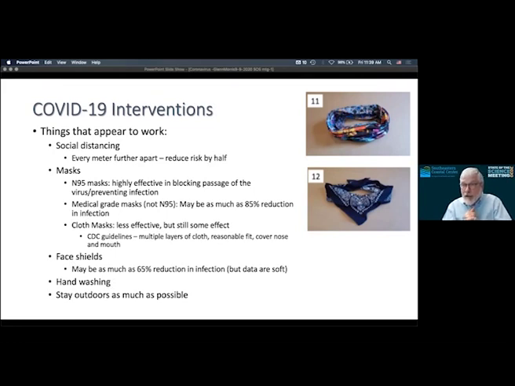Masks work, despite what you may have heard on TV or on the internet. They really do work. The N95 masks, which are worn by medical personnel, are highly effective in blocking passage of the virus. Medical grade masks, which are the types of things surgeons wear, or what we call procedure masks, may give as much as an 85% reduction in infection. Cloth masks are less effective, but still have some effect. But you need to follow CDC guidelines: multiple layers of cloth, reasonable fit, and they need to cover the mouth and nose.